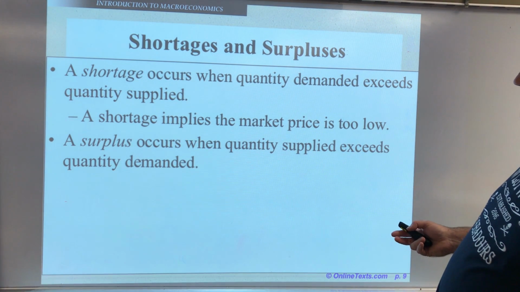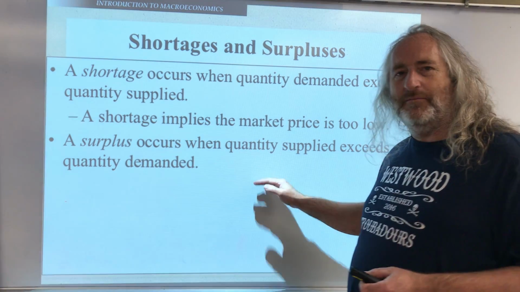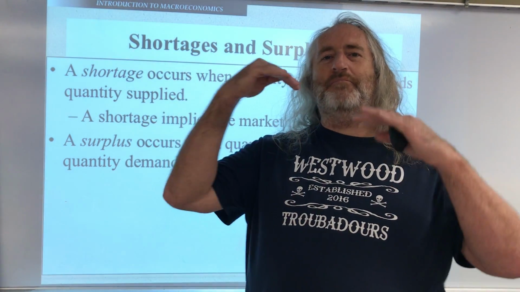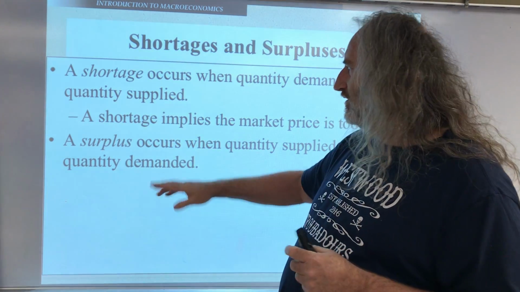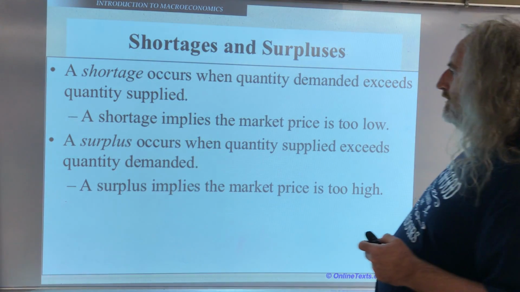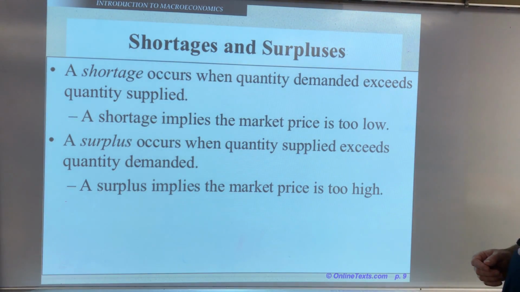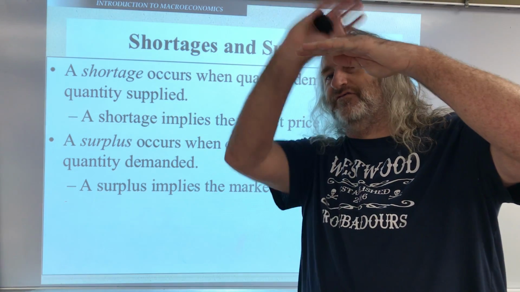Now, a surplus, on the other hand, occurs whenever the quantity supplied exceeds the quantity demanded. And that's to say that producers have made too much of something and there isn't enough demand for it, so there's some left over. So the leftover quantity is the surplus. A surplus implies that the market price was too high. So the price was this high and no one really bought it, so there's a whole lot of it left over.